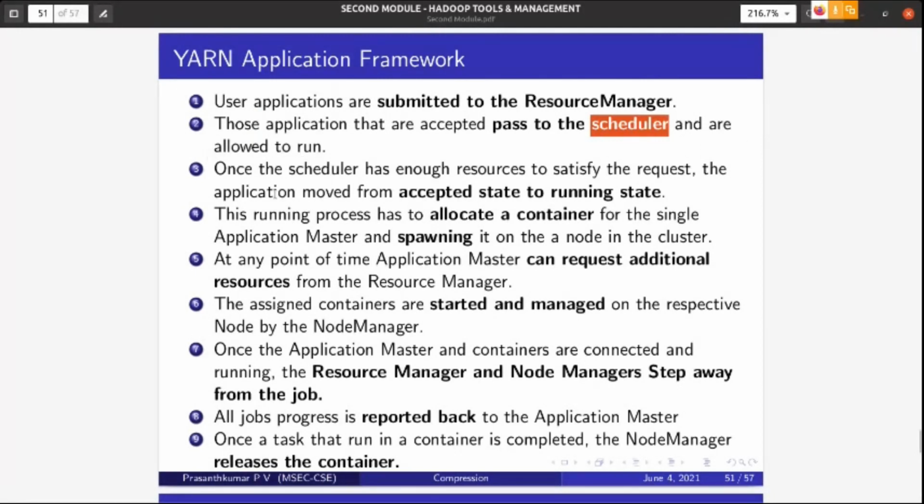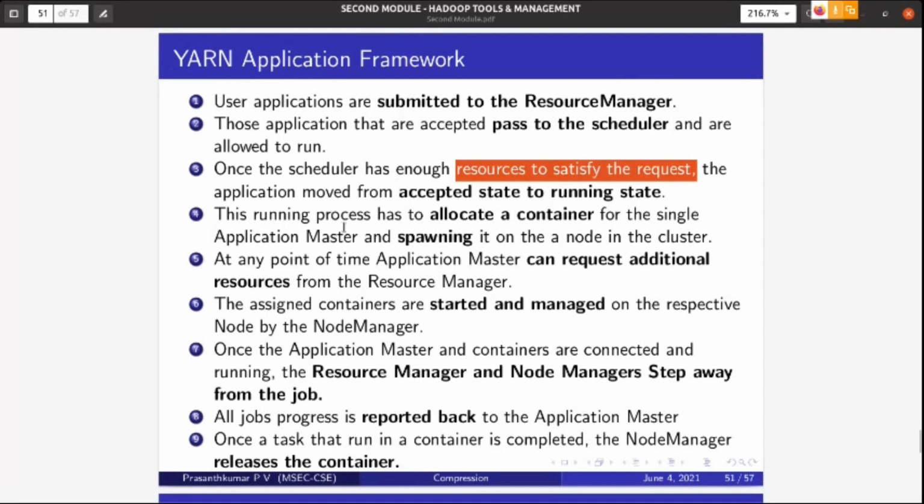Once the scheduler has enough resources to satisfy the request, the application is allowed to run, because if resources are not there, we can't start. The scheduler is a queue, such as the capacity scheduler or fair share scheduler, whichever is available. Once the resources are available, the scheduler will schedule that job, and the application moves from the accepted state to the running state.